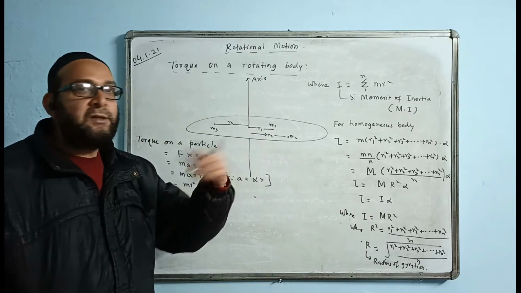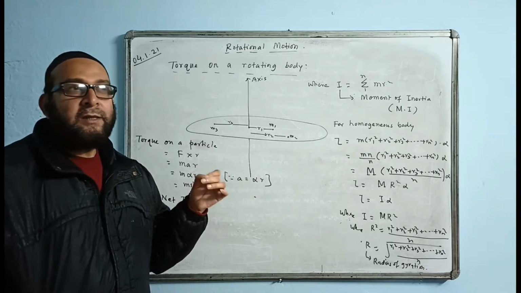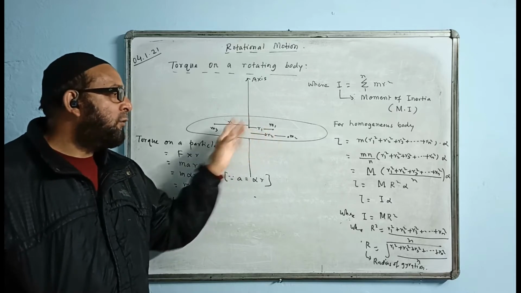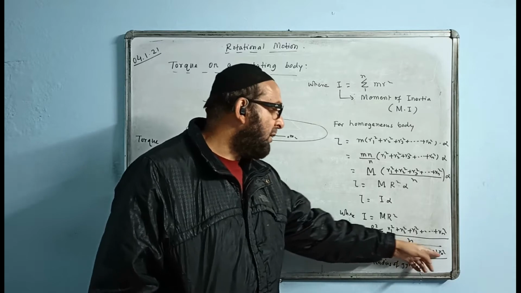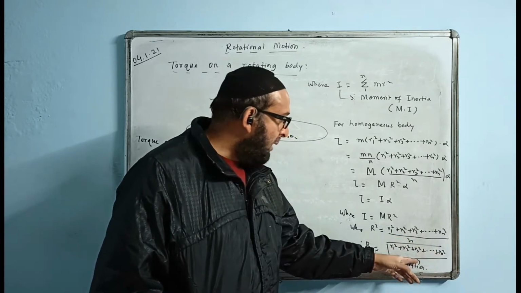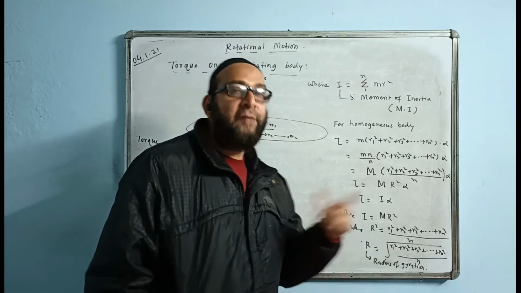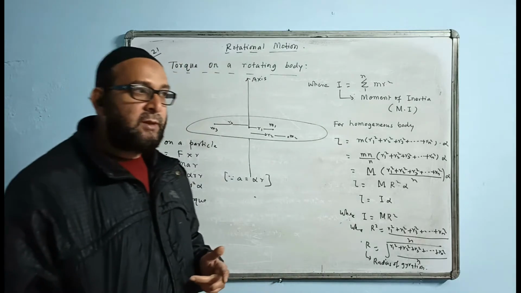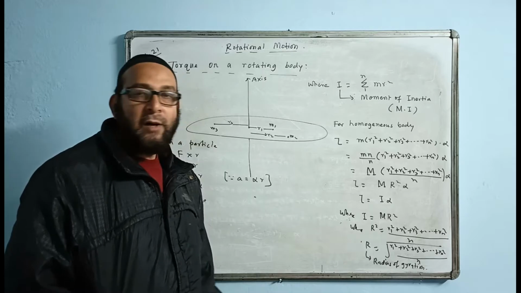Suppose a body consists of 100 particles, and the particle distances are maybe 1 unit, 2 units, 3 units, and so on. We will get 1 square plus 2 square plus 3 square plus, at last, 100 square. There are 100 particles, so here also we will write 100. We will use the formula for the sum of the squares of the natural numbers, and then we will find the value of R.